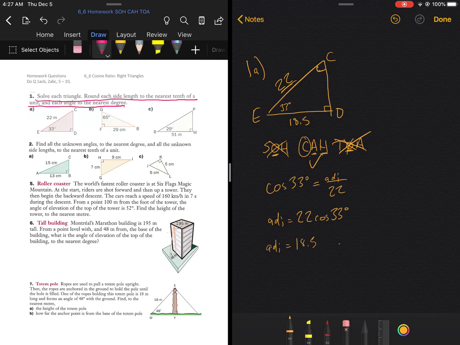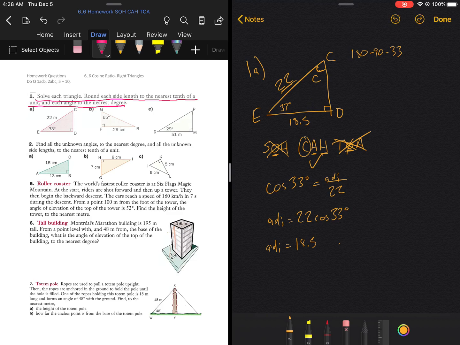Okay, what about this angle? Well, angle C. First of all, I already know that I can get angle C by doing 180 minus 90 minus 33. But there's a different way to do it. Let's just do it for the sake of practice. So I have angle C. What do I have? I have the opposite side, and I have the hypotenuse.